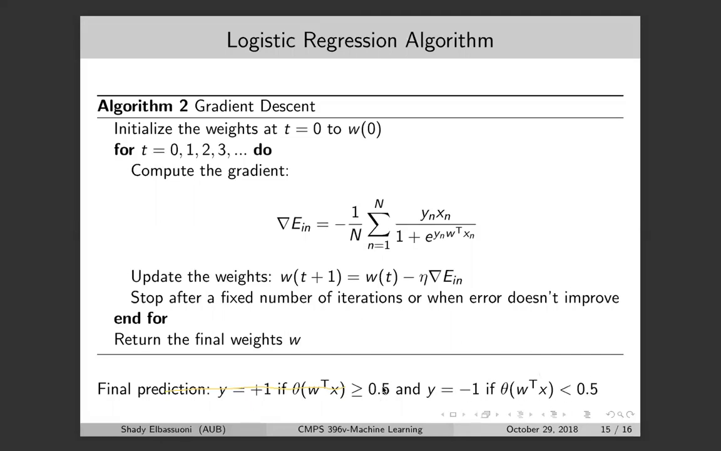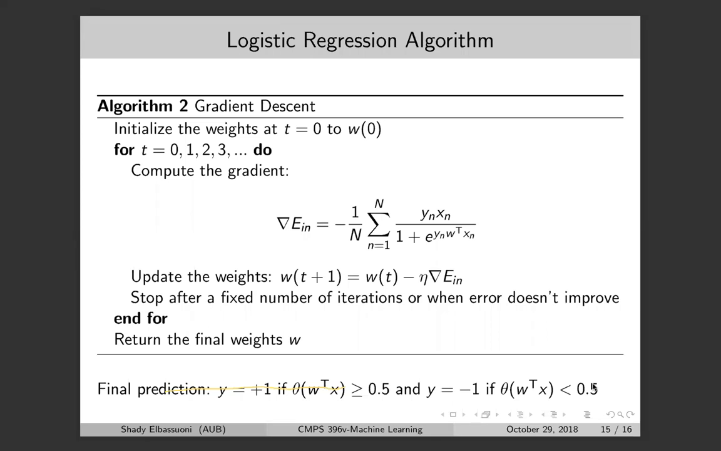You can change the threshold, of course. If you want to be more strict, you make it larger. Typically it's set to 0.5. If theta of W transpose X is greater than 0.5, then the +1 label has the higher probability, and that's what you decide the label on. If the probability is higher than 0.5, then it's +1. If it's less than 0.5, then it's -1. That's how it's used for classification. Good?